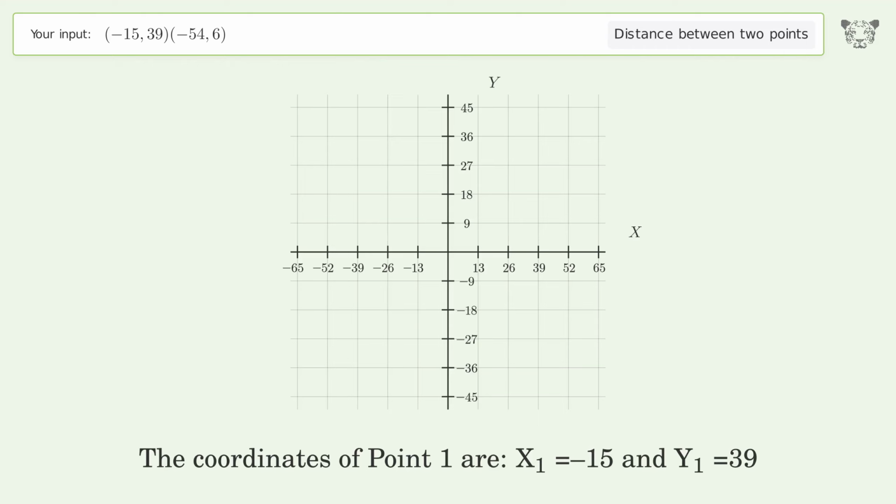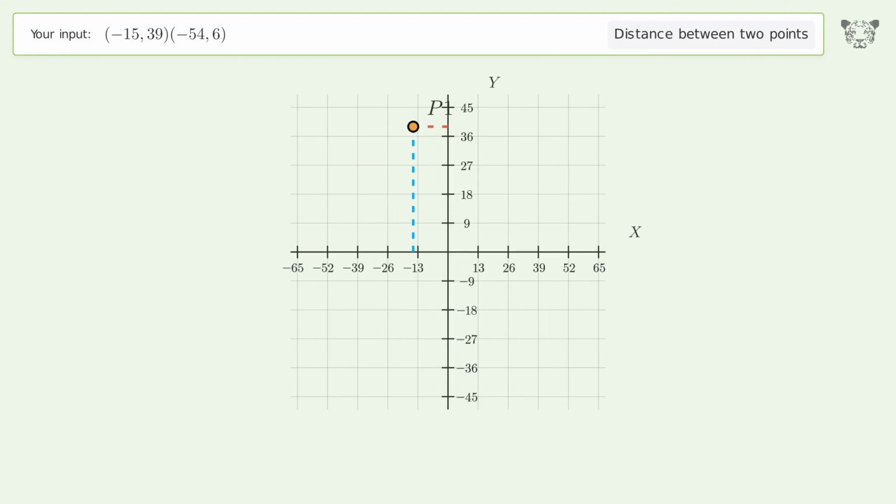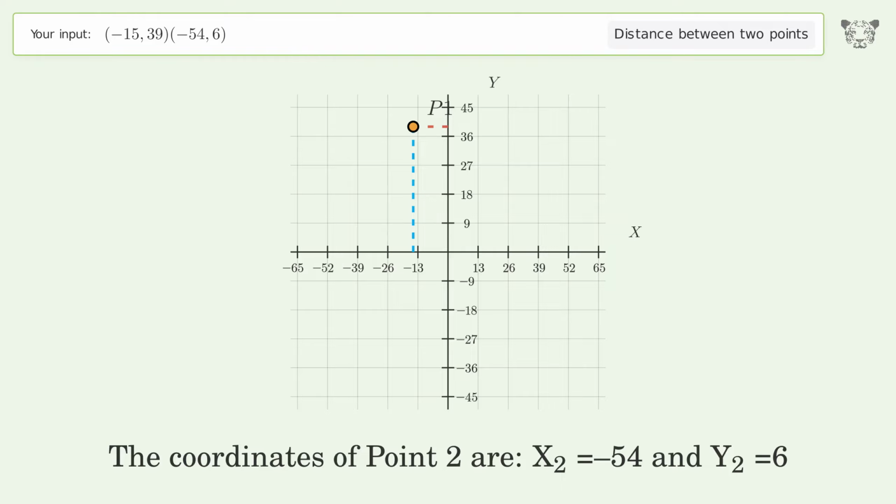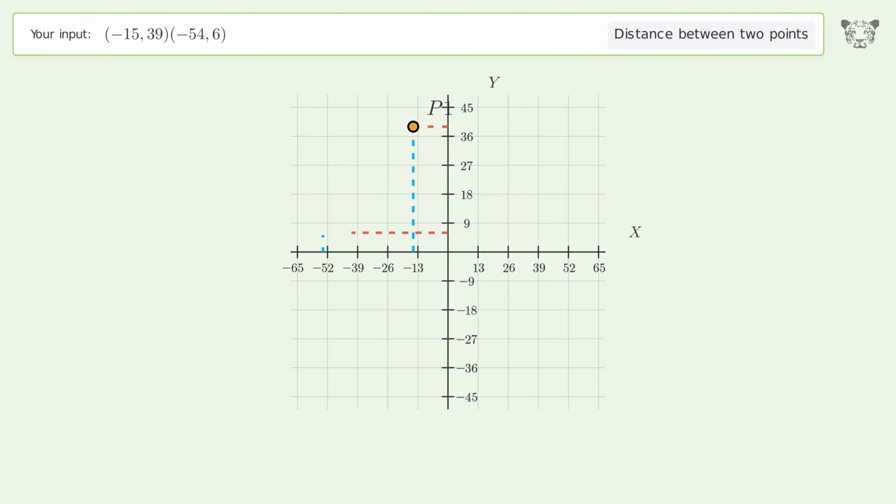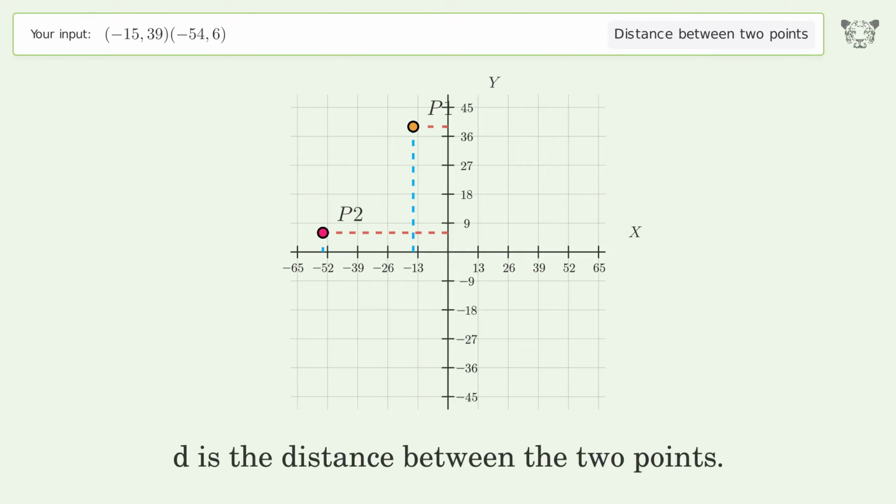The coordinates of point 1 are x1 equals -15 and y1 equals 39. The coordinates of point 2 are x2 equals -54 and y2 equals 6. D is the distance between the 2 points.